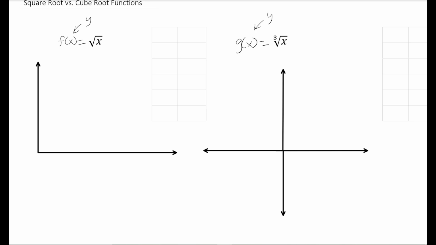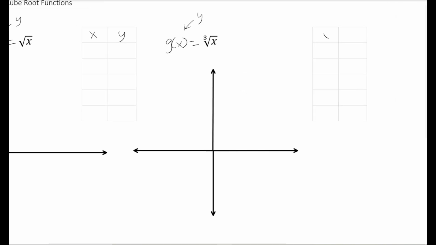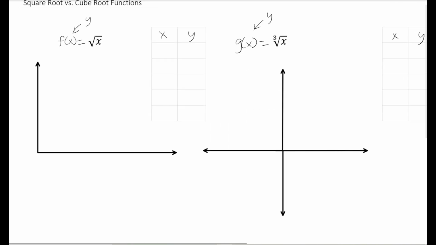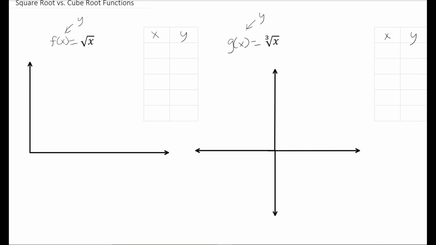Okay, so in this case, we want to set up an x, y table in order to be able to graph these two functions together. This is the most basic function, square root of x, and then cube root of x. These are known as the parent functions, and this will be our model for the future transformations in this lesson.